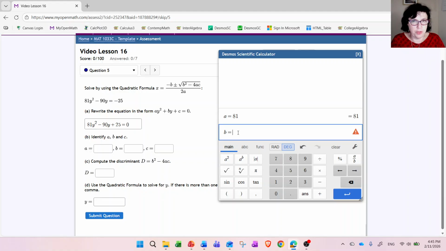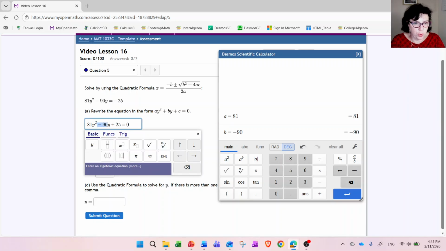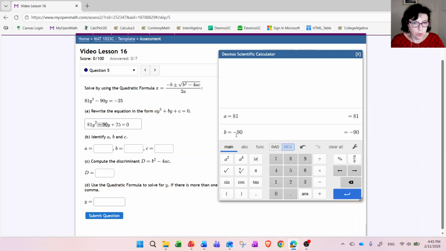B is the number in front of the variable without the square. And in this case, that's negative 90. Be very careful with the signs. This negative belongs to B. B includes the negative. Then we got C equal 25.